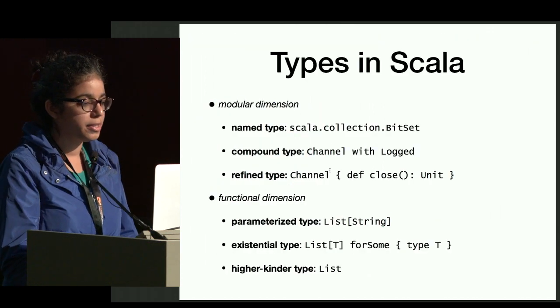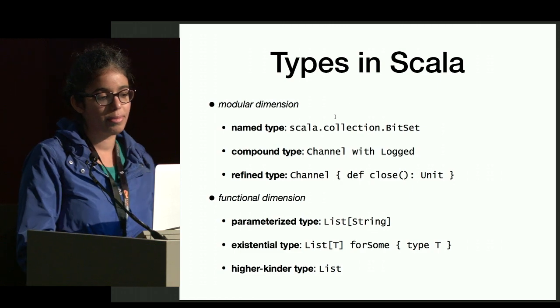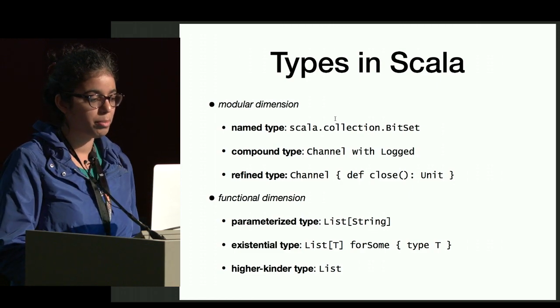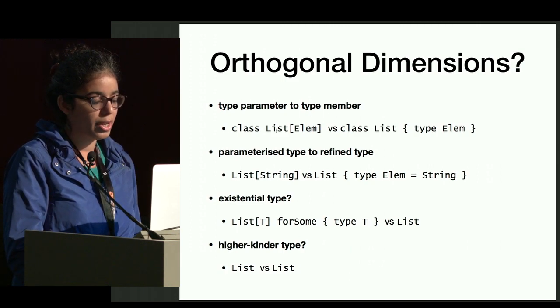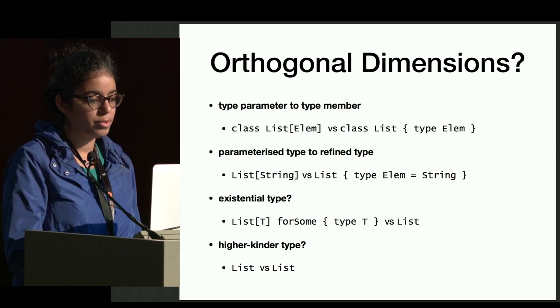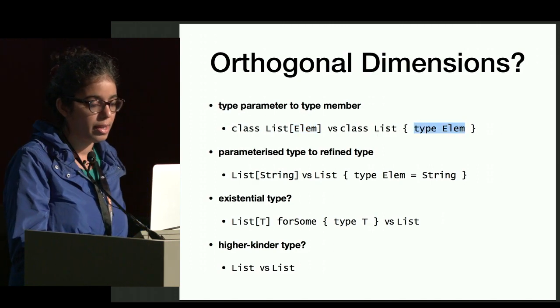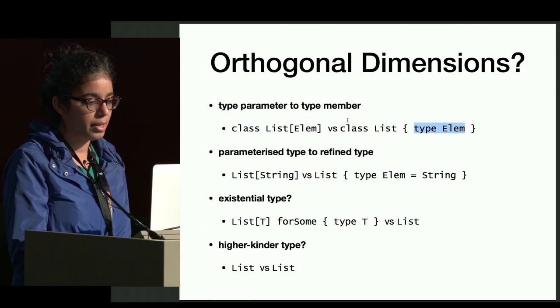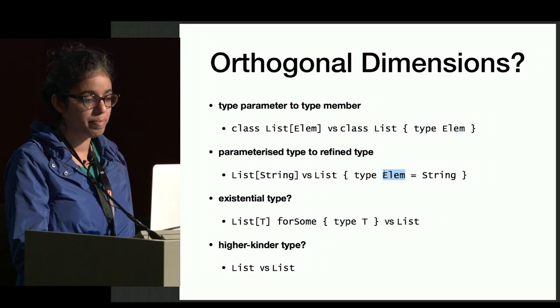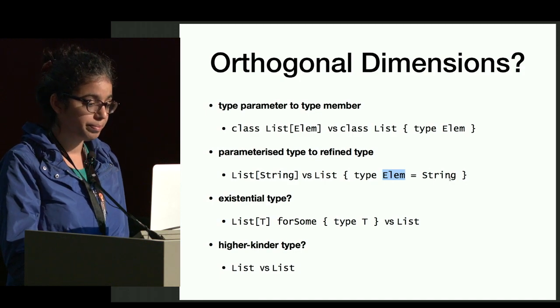So if we go back to these types in Scala, one way in which we might try to simplify things is to reduce one of these dimensions to the other. One idea would be that if we have a class List[Elem], just the usual list parameterized by an element type, then maybe you can represent this as a type member Elem instead. So basically a change from a type parameter to a type member. And then List[String] becomes a List where you refine the Elem type member to be String.